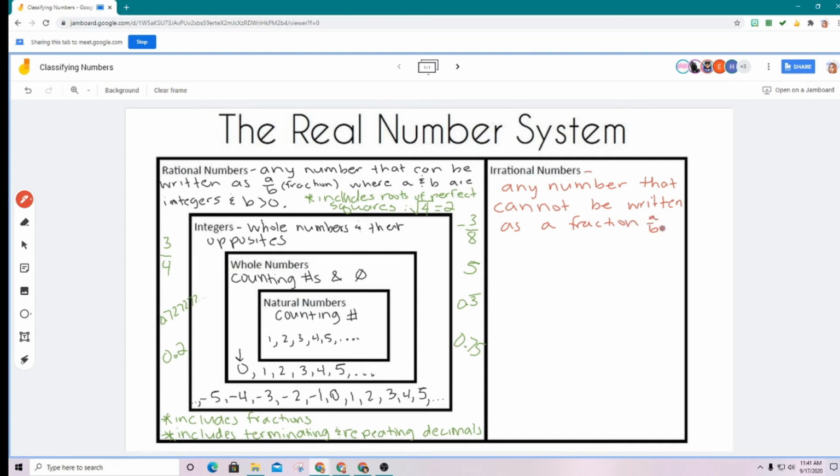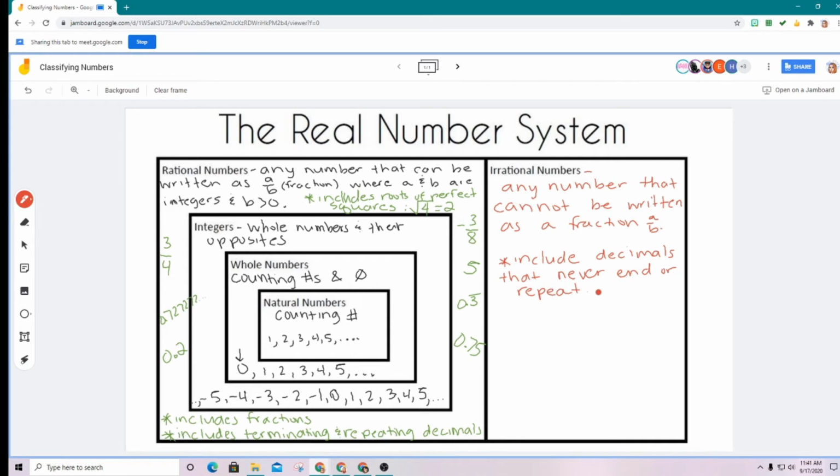A over B. So it's everything that doesn't fit here. So this would include decimals that never end, or repeat.